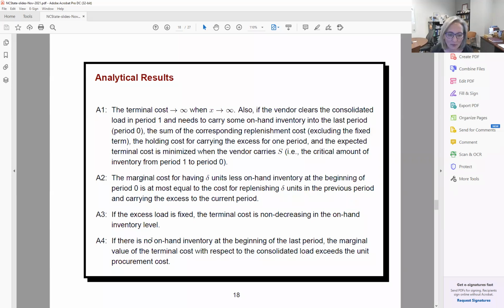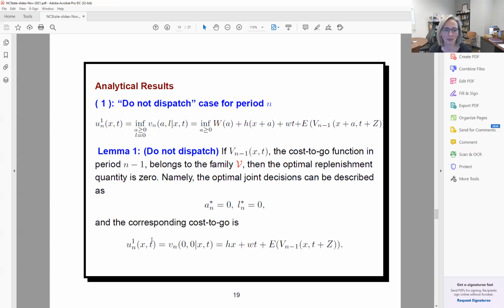Likewise, assumption 3 says that if the excess load is fixed, this is the load you need to release in excess of the available supply, the terminal cost is non-decreasing in the on-hand inventory level. That is, if you need to clear the outstanding orders, there is motivation to do so. So all of the assumptions have some kind of meaningful interpretation.